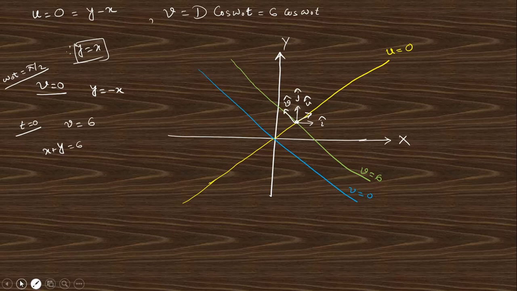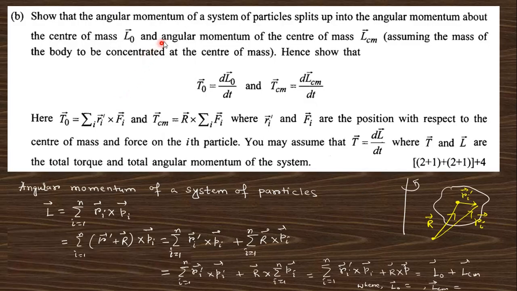Go to the next question. Show that the angular momentum of a system of particles splits into two parts: the angular momentum about the center of mass, L0, and the angular momentum of the center of mass. This is about the center of mass, and this is the angular momentum of the center of mass. Then prove this one, where tau is the torque.